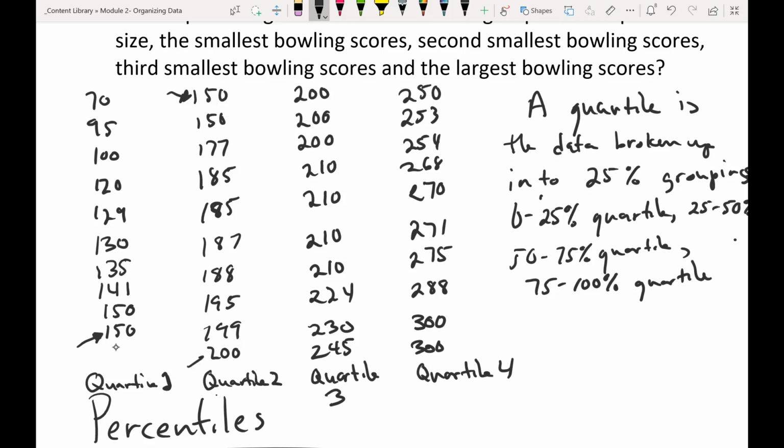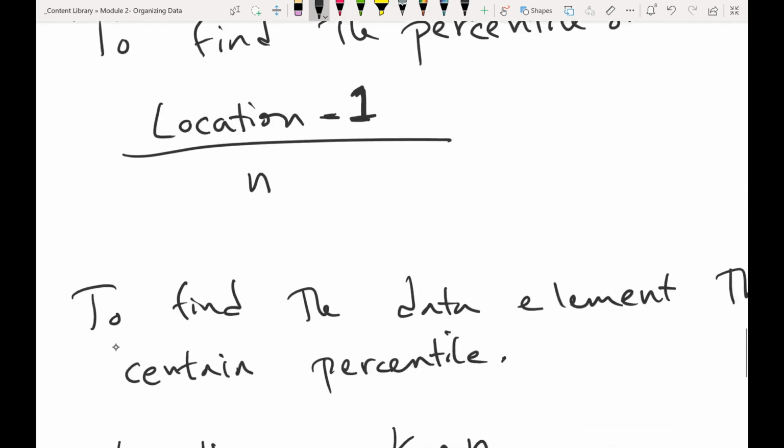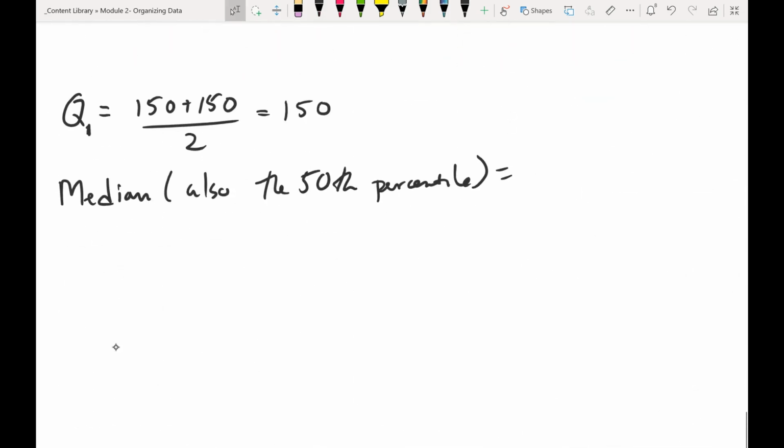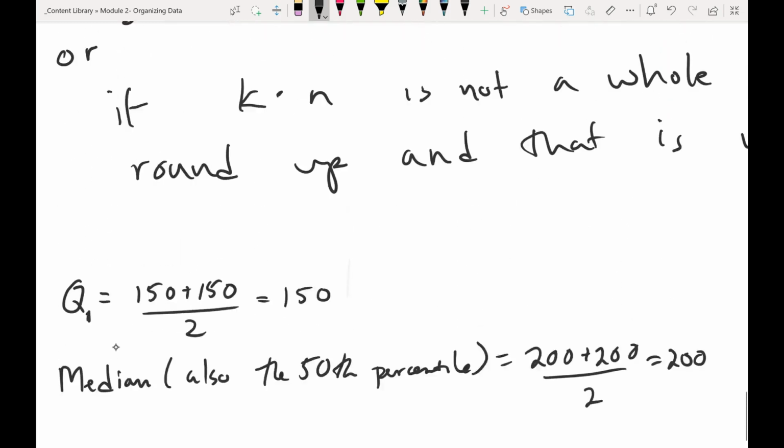So we're going to take the top end of quartile 2 and the bottom end of quartile 3, 200 and 200. It'll end up being 200, won't it? So our median is the average of those two: 200 plus 200 divided by 2, which is 200. So 50% of the data is going to be on one side of 200, and 50% on the other side. That's just what's going to happen.